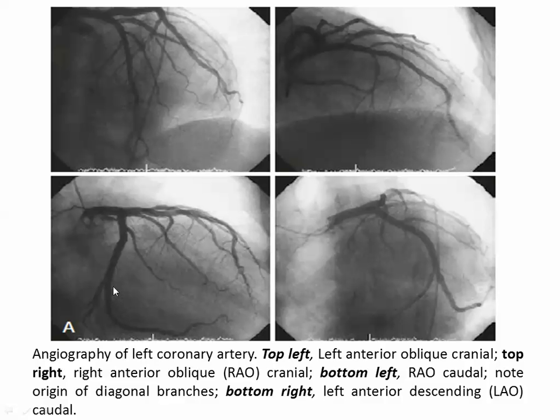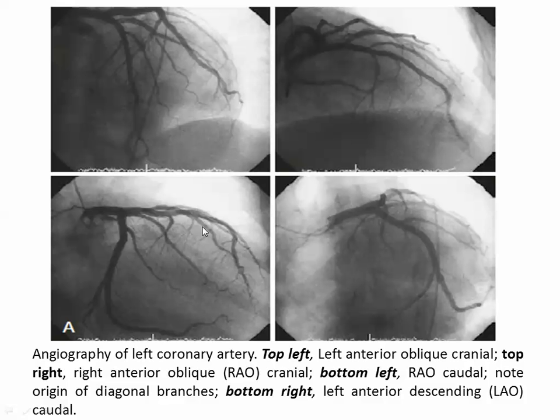If it's cranial, this is the RAO cranial. Yes, RAO cranial, as you see, the LCX is pulled up, while the LAD is pulled down and can be differentiated from the diagonals. Here the diagonals are overlapped, and you can see where the LAD is and where the diagonal is.